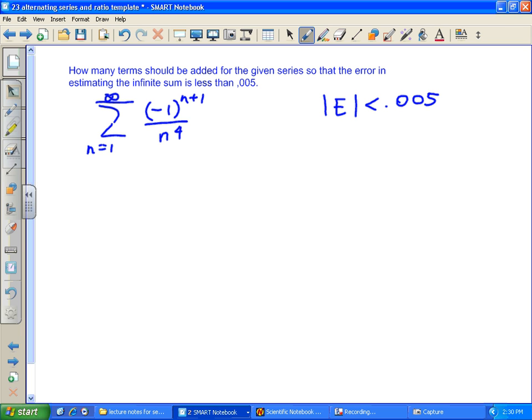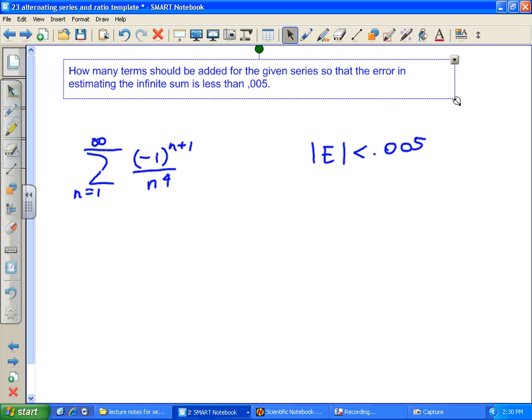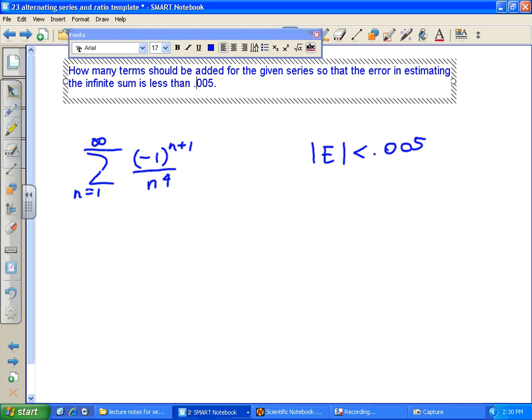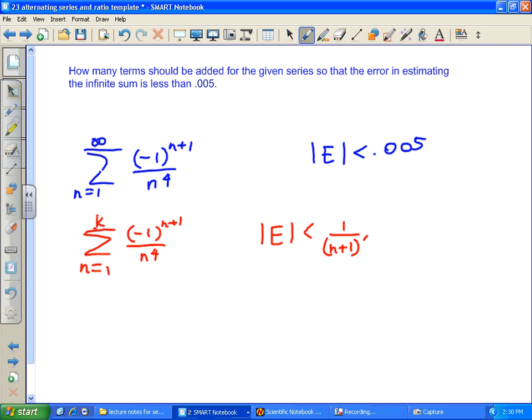Again, clearly this is an alternating series, so we can use the alternating series estimation theorem. Okay, so let's say that we're going to add up the first k terms. So let's say that we're going to add up this series from 1 to k, -1 to the n plus 1 over n to the 4. And by the alternating series estimation theorem, we know the error would be less than the next unused term disregarding the negative 1 to the n plus 1 portion. Now we want that to be less than 0.005, which is 5 over 1,000. And I better use k, not n, since I assumed I was adding up to k terms. So the next unused term would be 1 over k plus 1 to the 4th power.